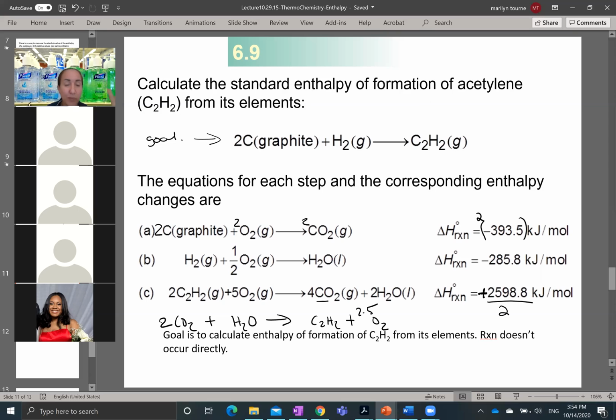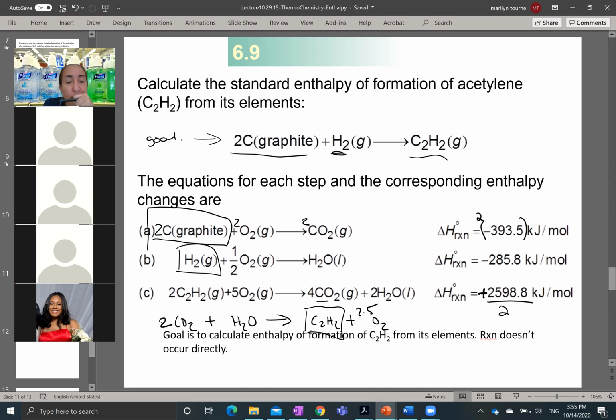So let's look. First of all, we need 2 moles of graphite on the left. Here it is, 2 moles of graphite. Great. We need 1 mole of H2 also on the left. Well, here it is, 1 mole of H2 on the left. And we also need 1 mole of C2H2 on the right. And there it is. So we have what we need, but that means that everything else needs to cancel if this is really gonna work. So tell me what I can cancel.